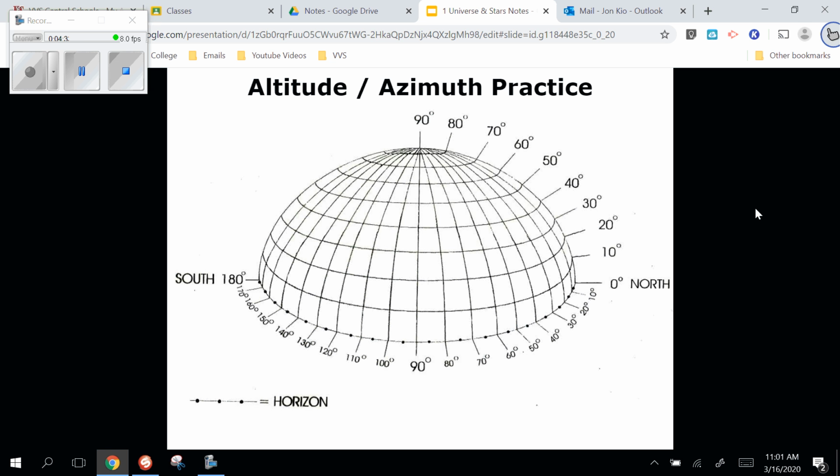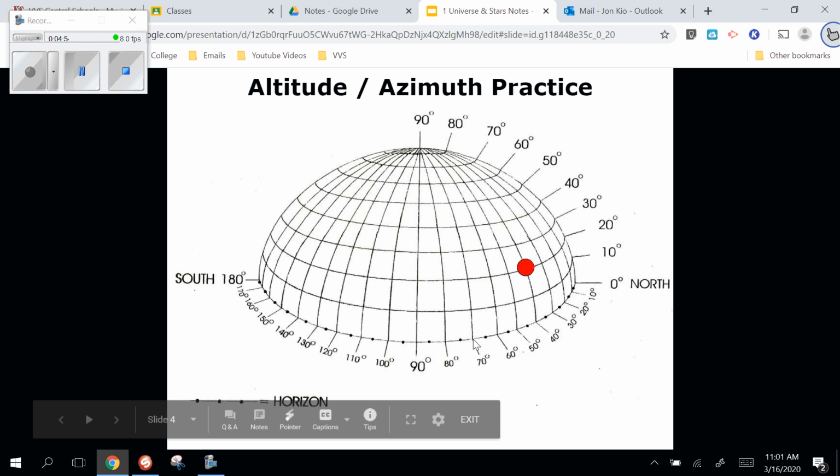And then if you start the 0 where the north is, and you can see the 90 at the zenith, as we move from 0 to 90, that gives us our altitude. So if I plot a point right there, that is on the horizontal line of 20 degrees. Here's the 0 line. This one's 10, this one's 20 right there.